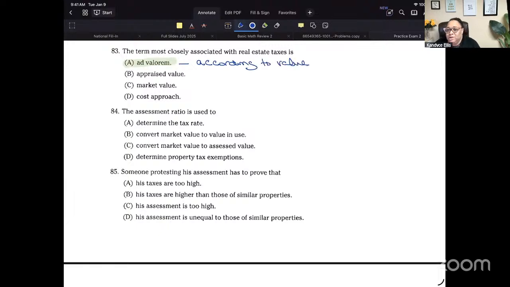When you pay real estate taxes, how much you pay is based off of, well, how much do you owe? So there's that. Or how much do you owe? How much is it worth? Sorry, getting that out of my head, just weird.